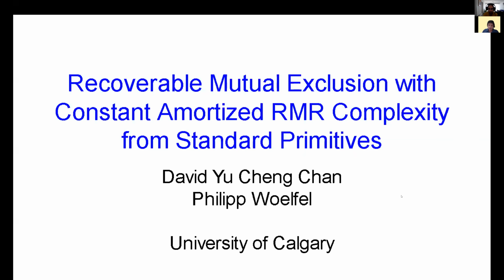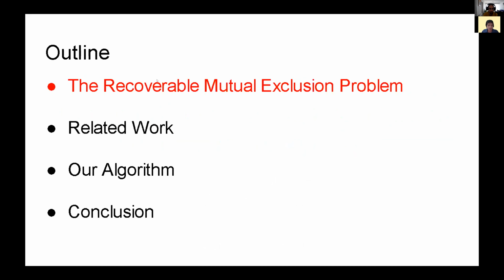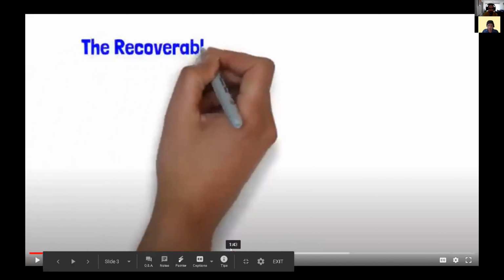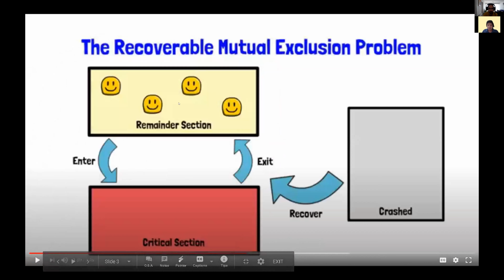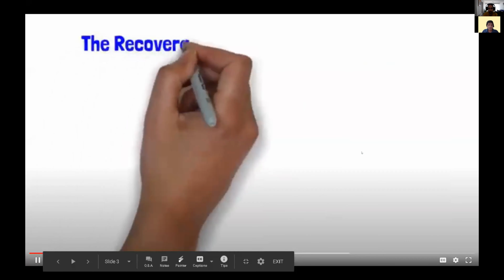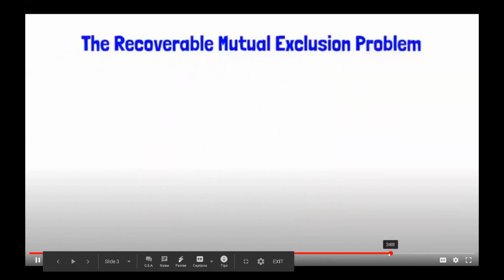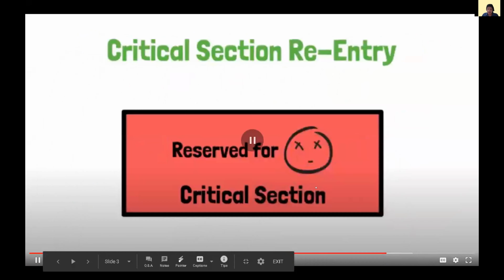And we were actually working on the same problem as the best student paper. So I will be skipping a lot of things that are repeated. The main thing to know about the recoverable mutual exclusion problem is just that processes can crash and then they are required to return back to the cycle. In addition, that means that if a process crashes inside the critical section, then the critical section must be reserved for this process until it comes back. Nobody else can enter it.